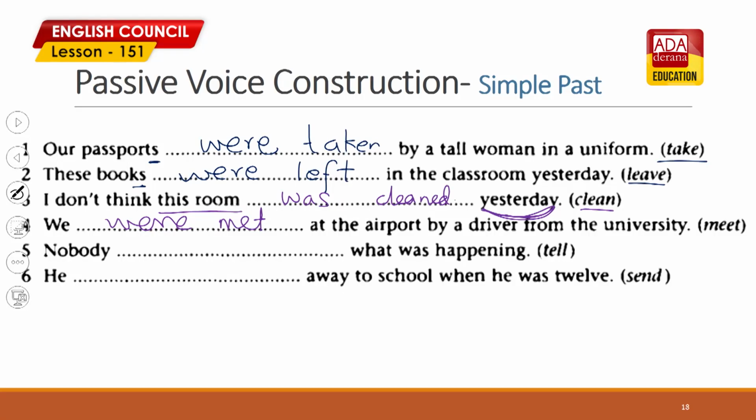Let's finish five before we go on a break. Nobody blank what was happening. Tell is the verb. So tell, the past participle, told. Nobody was told. Nobody was told what was happening.